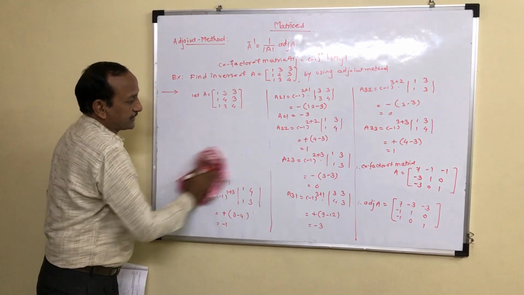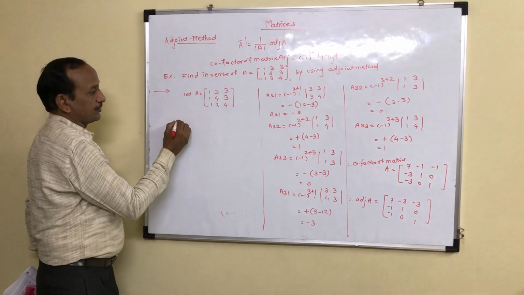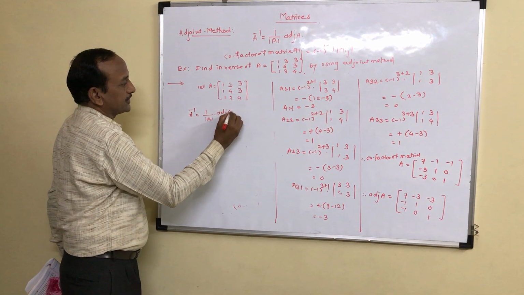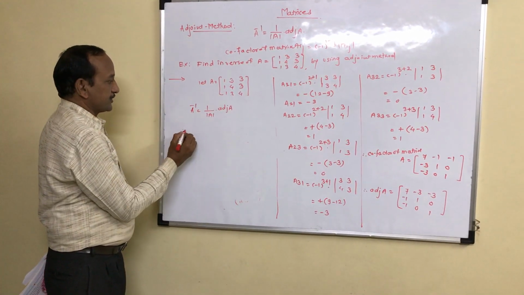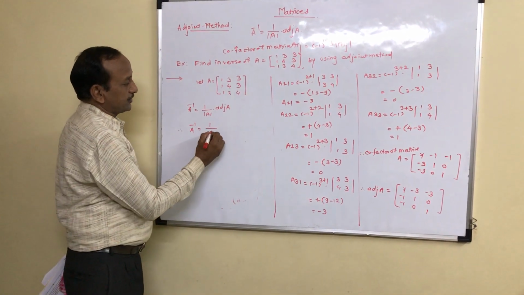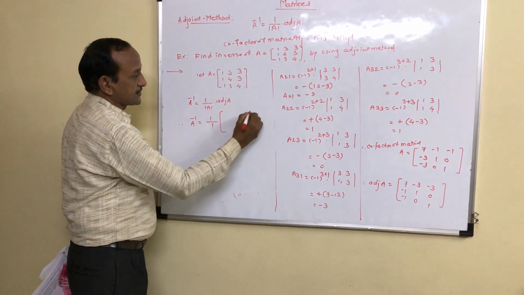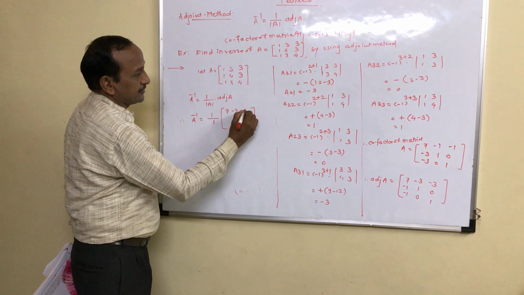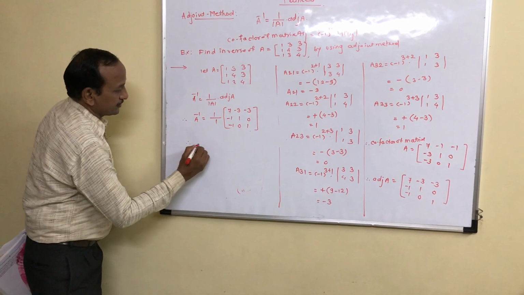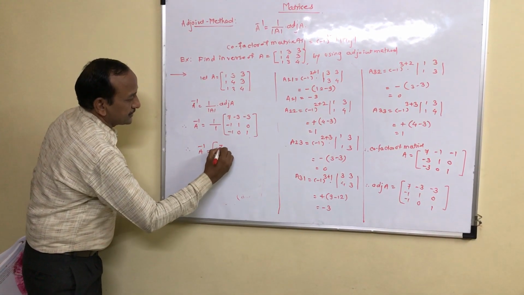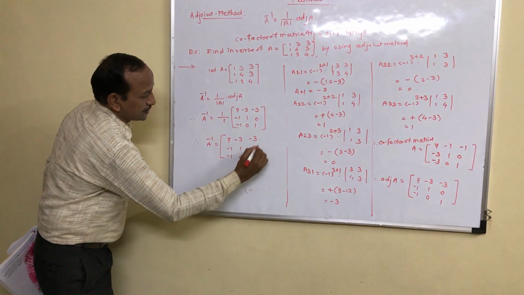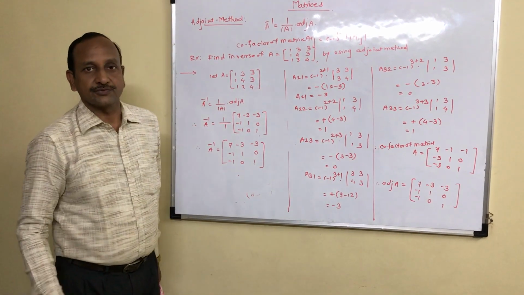Now we know the formula: A inverse is equal to 1 upon determinant of A into adjoint of A. Therefore A inverse is equal to 1 upon determinant of A, and the determinant of A is 1, into the matrix 7, minus 3, minus 3; minus 1, 1, 0; minus 1, 0, 1. So this is the inverse of the matrix.